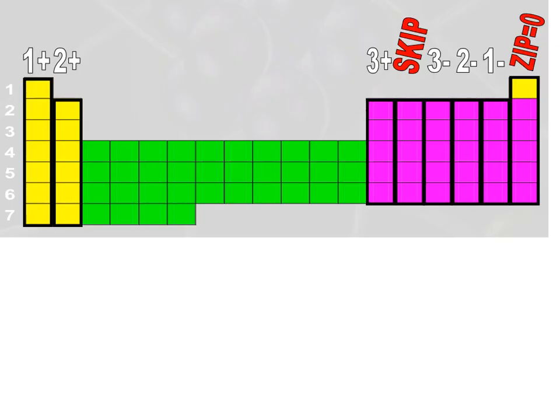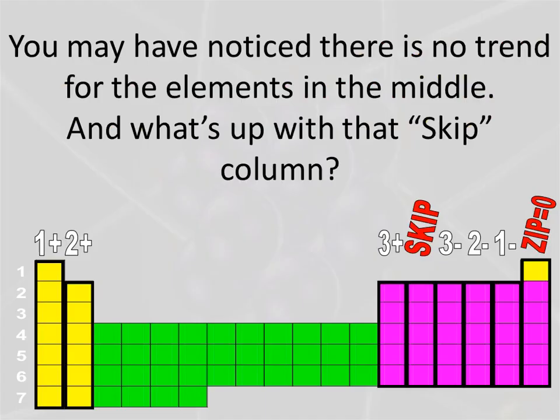You're going to be looking at these: the 1 plus, 2 plus, 3 plus, skip, 3 minus, 2 minus, 1 minus, zip. We know that sulfur is located over here in the 2 minus column. And we know that aluminum is located in the 3 plus column.